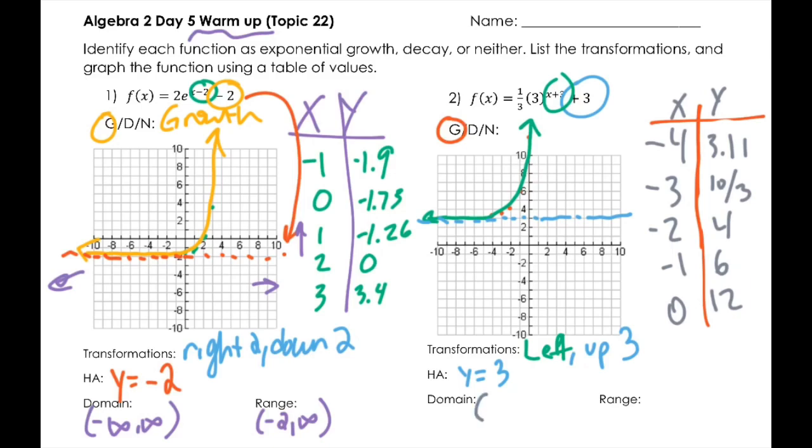Then the domain is going to be all real numbers. It goes left forever and right forever. And the range is going to be everything above our horizontal asymptote because this is the bottom and it exists everywhere above that. So it's from 3 to positive infinity.